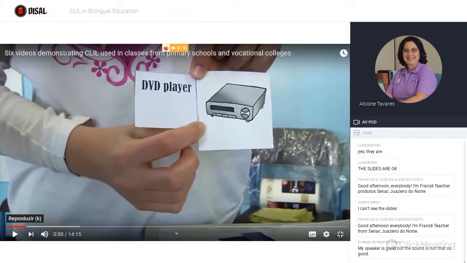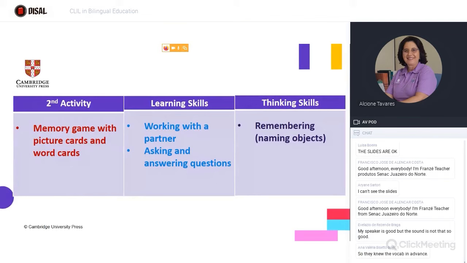In terms of learning skills, they are practicing to work with a partner and ask and answer questions. These are the learning skills involved in the activity of the memory game. In terms of thinking skills or cognitive skills, they are using the skill of remembering. They are naming objects. Then she moves on to a third activity.